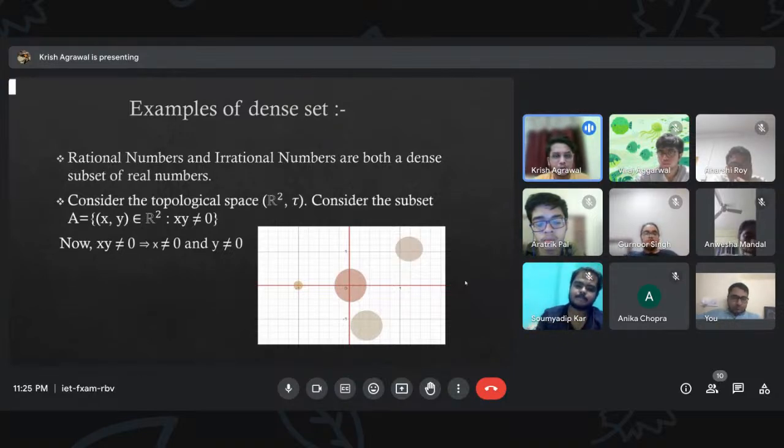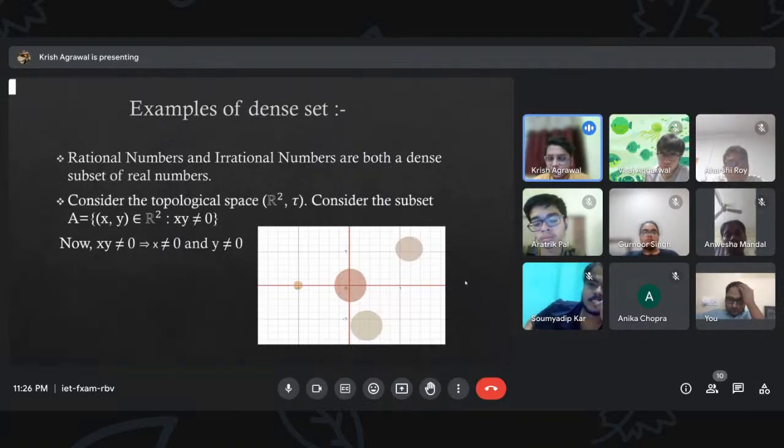Now, if we look at an example in R2, there is a topological space (R2, tau). Consider the subset A to be all the points (x, y) which belong to R2 and xy is not equal to 0. Now, xy not equal to 0 implies that both x and y are not 0, so we can neglect the x-axis and the y-axis. So A will contain all the points which do not belong to the x-axis and do not belong to the y-axis.